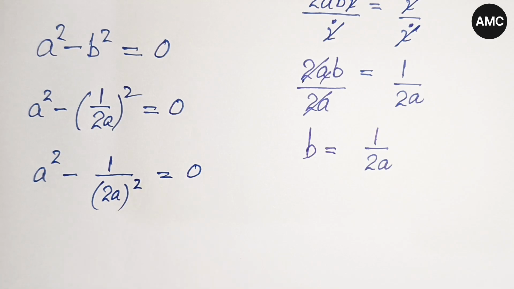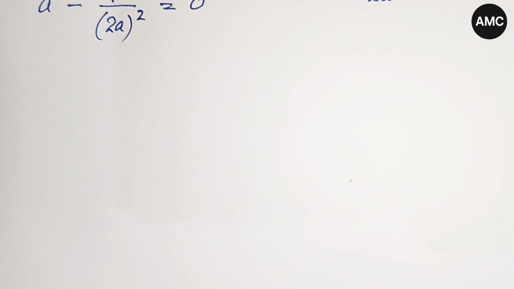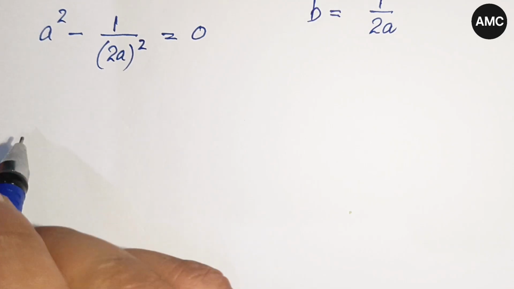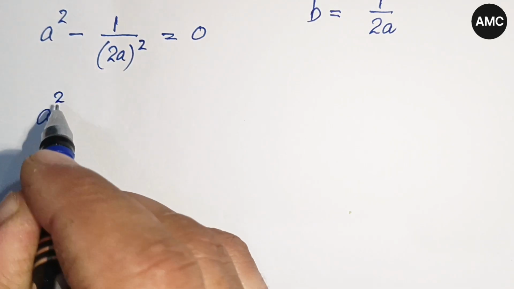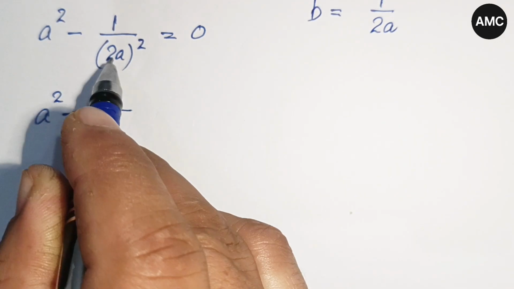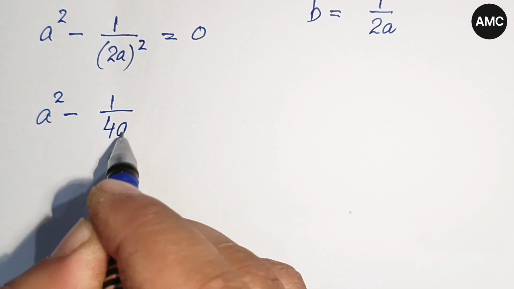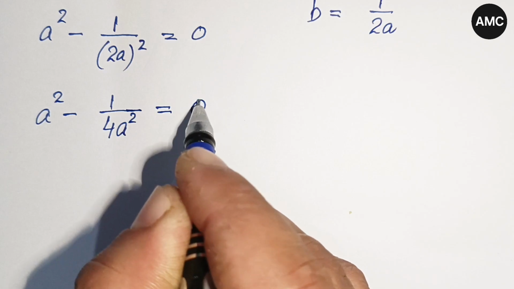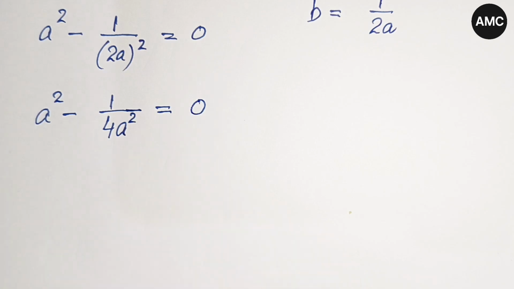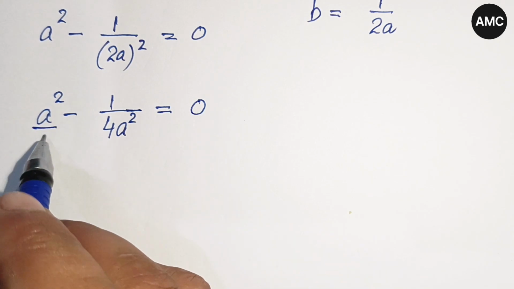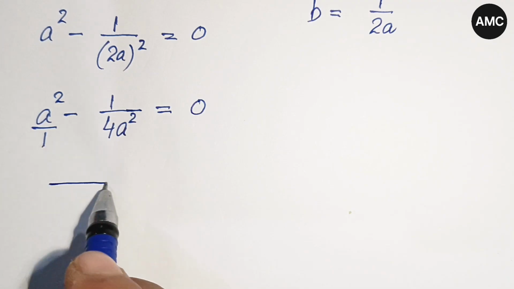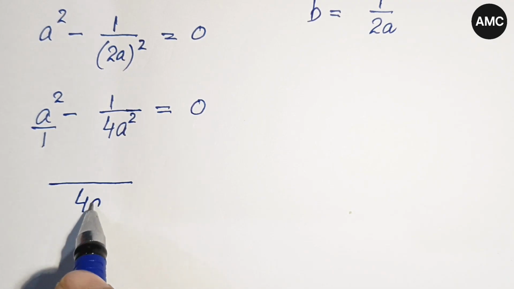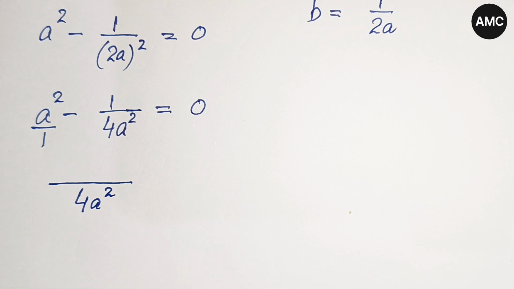Now we have a squared, that is a squared, and minus 1 over 2 squared is 4. A squared, a is a squared, so 1 over 4a squared is equal to 0. Here we have the denominator is 1, so we are going to take the least common multiple, which is 4a squared.